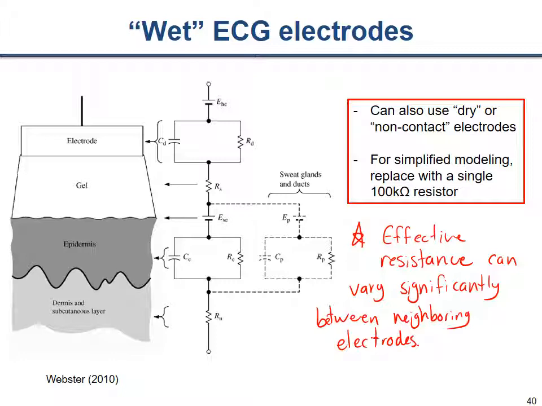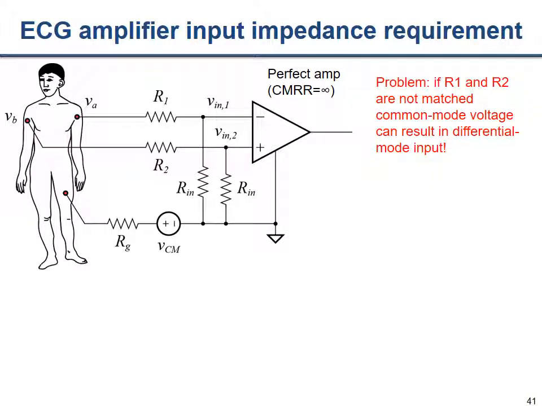And this turns out to be really important because if we don't have perfect matching between neighboring electrodes, this will actually further influence what kind of amplifiers and instrumentation we're going to need to build. So let's take a look at a quick example here. We want to measure the voltage between the right arm and the left arm, VA and VB, and our reference point is going to be the left leg.